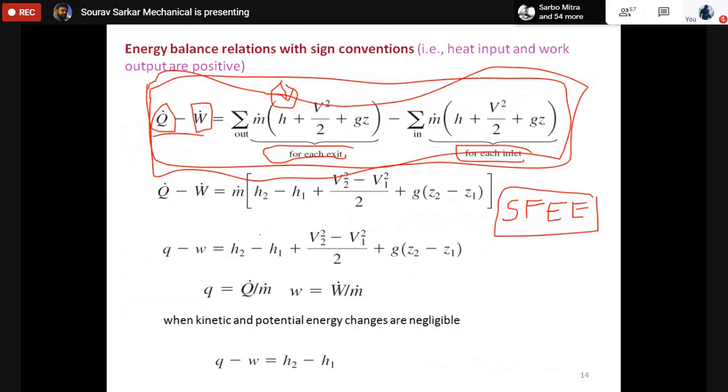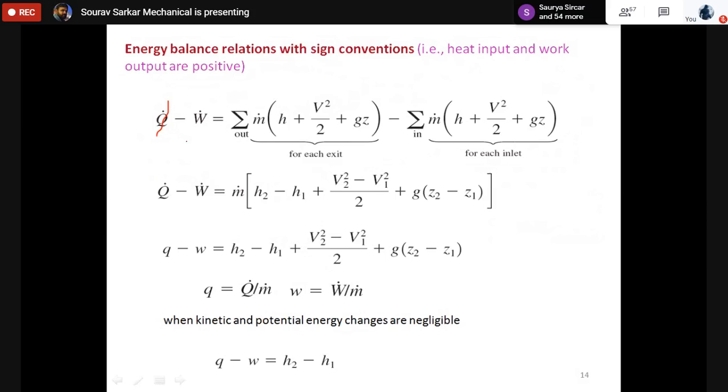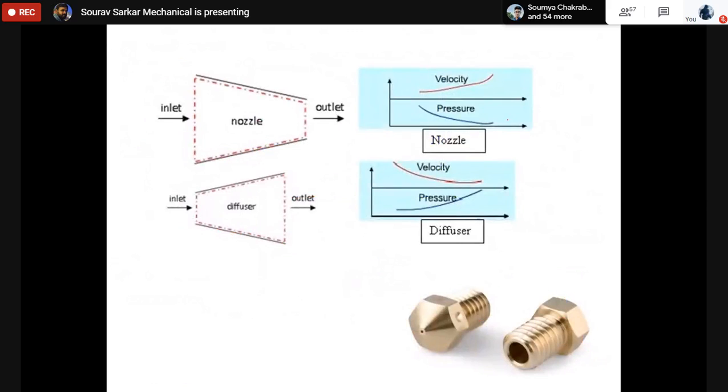If I go back to the previous equation, this will become 0. This goes to 0. There is no heat transfer. There is no work transfer. There is no change of potential energy. So this became this. Okay. So this is the function of a nozzle or diffuser. This is basically the nozzle. So what it does, as you are moving along the length of the nozzle, your velocity increases.